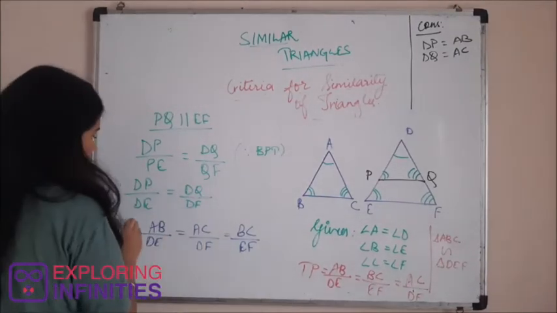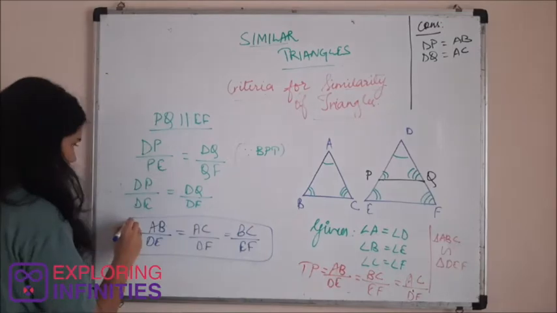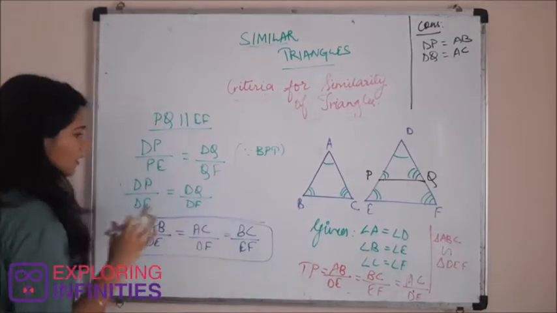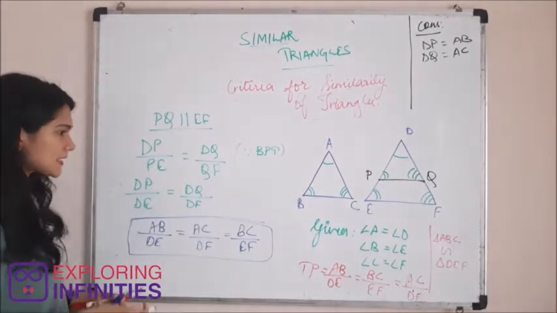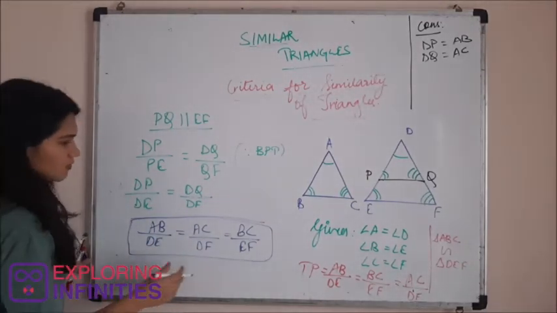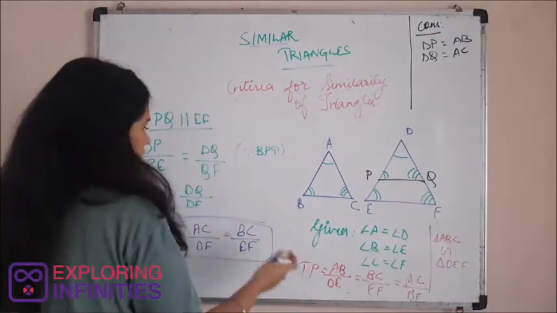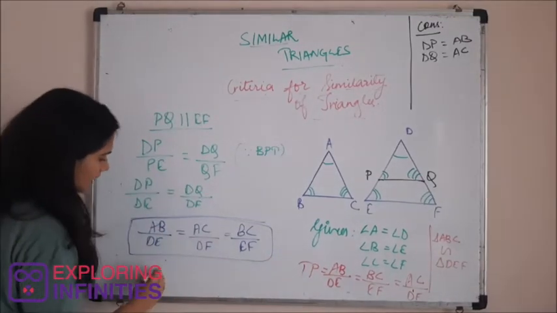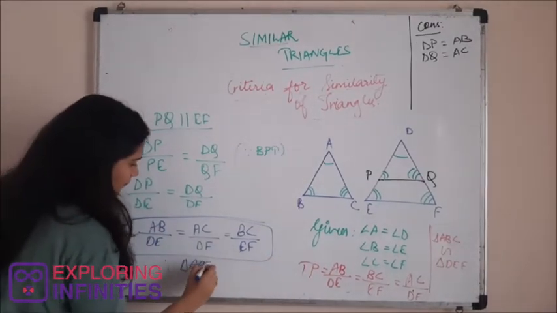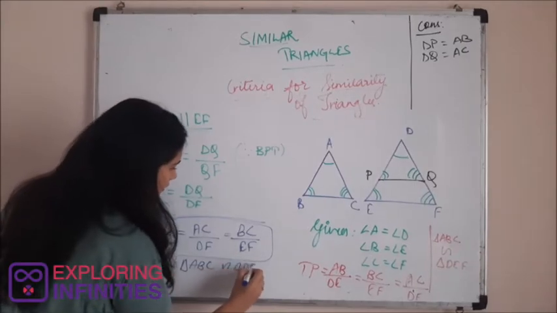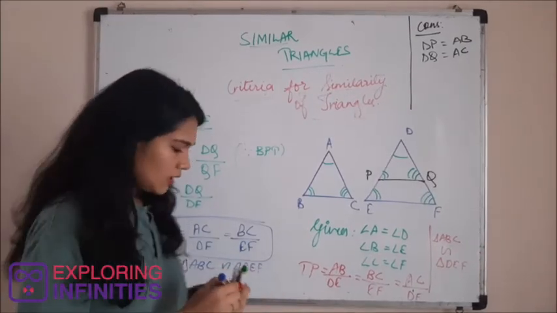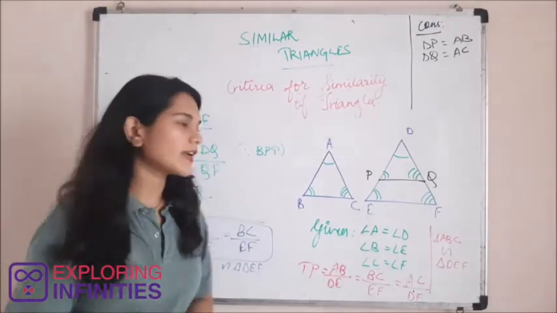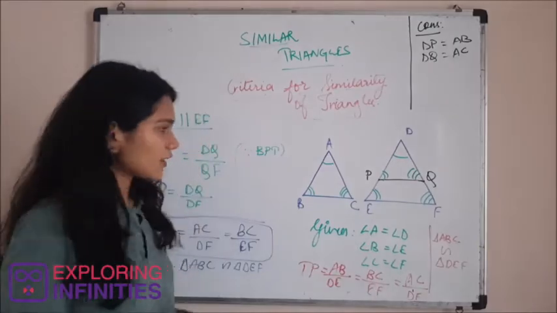So in that way we have proved that the corresponding sides are proportional or in the same ratio. By that we can also prove that by the two conditions, that the corresponding angles are equal and the corresponding sides are proportional, we can state that triangle ABC is similar to triangle DEF. So that is the first criteria, the angle criteria for proving the similarity of triangles.